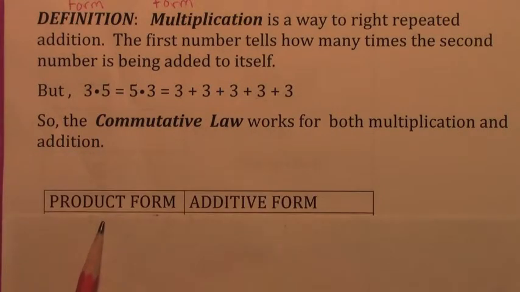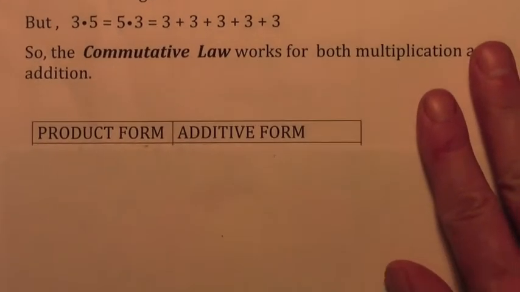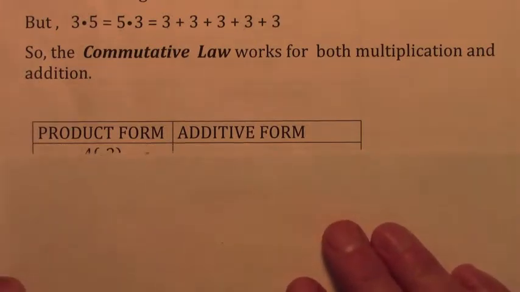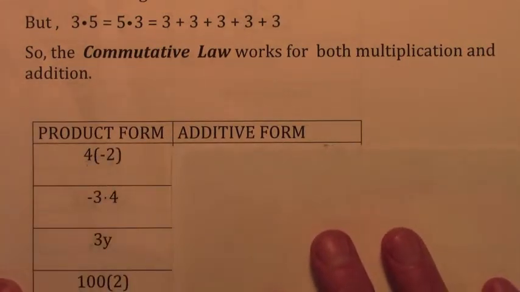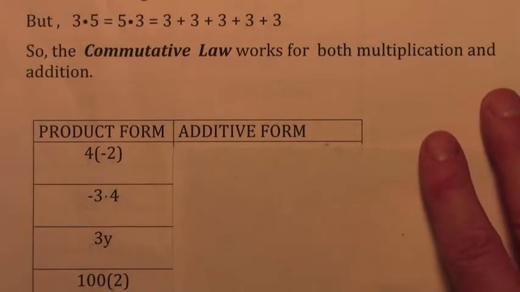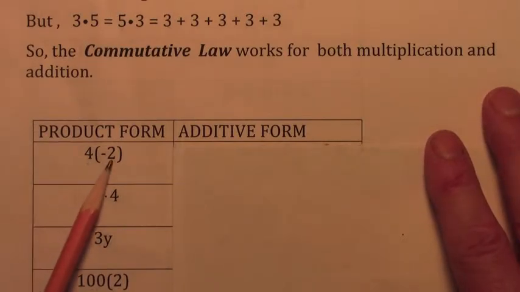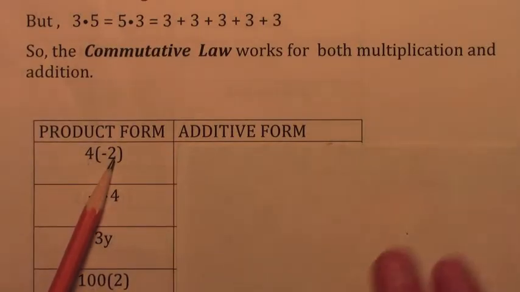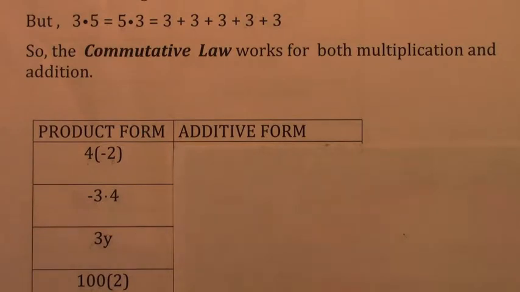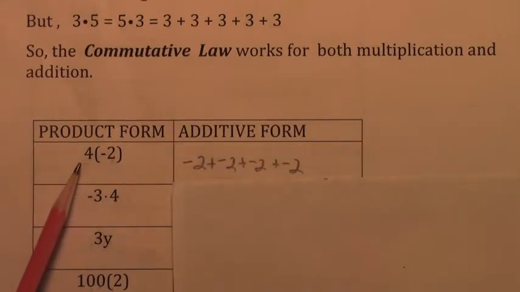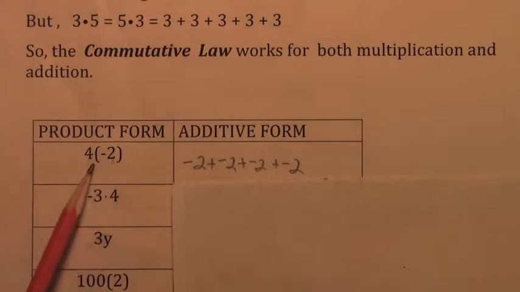All right, so what we're going to do in this problem set is just practice going from one form to the other. Practice going from product form to additive form and vice versa. So this is product form. It's a number times another number. Remember, you can do it either way. You can either say the first number tells you how many times the second number is added to itself, or you can say the second number tells you how many times the first number is added to itself. This one, clearly, it would be better to say the first number tells you how many times the second is added to itself. In fact, you couldn't do it the other way. It doesn't make any sense if you did it the other way, does it? You can't say 4 is added to itself negative 2 times.